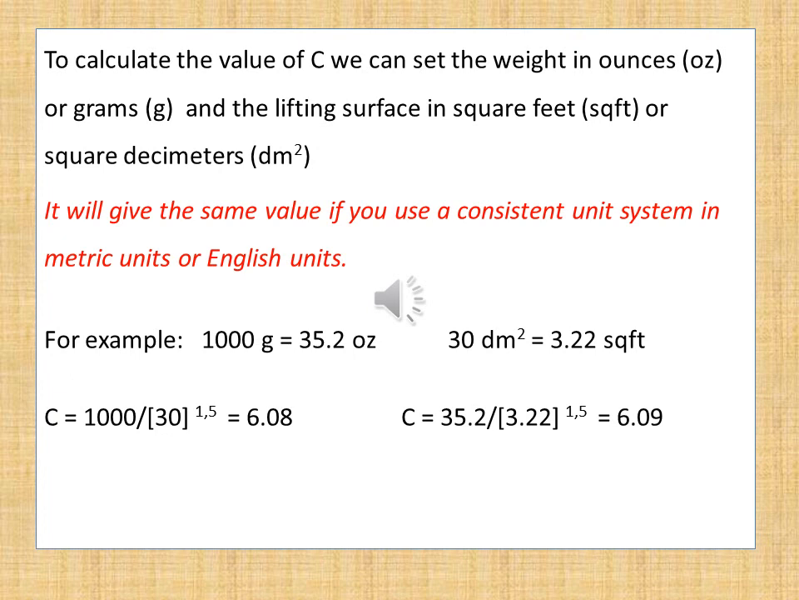To calculate the value of C we can set the weight in ounces or grams, and the lifting surface in square feet or square decimeters. It will give the same value if you use a consistent unit system, metric or English. For example, 1000 grams equals 35.2 ounces, 30 square decimeters equals 3.22 square feet. C equals 1000 divided by 30 to the power 1.5 equals 6.08. C equals 35.2 divided by 3.22 to the power 1.5 equals 6.09.